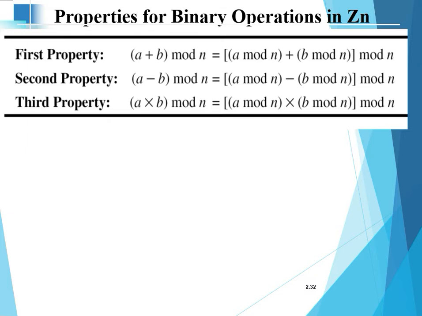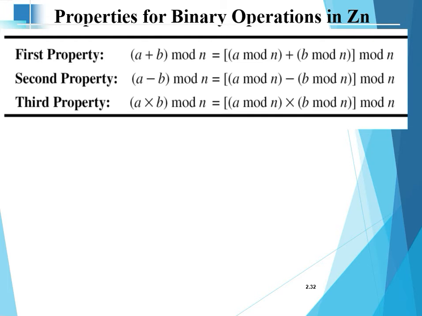Here are the properties for binary operation in Z_n. We mentioned that the two inputs to the three binary operations in modular arithmetic can come from Z or Z_n. The following property allows us to first map the two inputs to Z_n if they are coming from Z before applying the three binary operators plus, minus, multiplication. Interested readers can also find this property in the book for more detail.